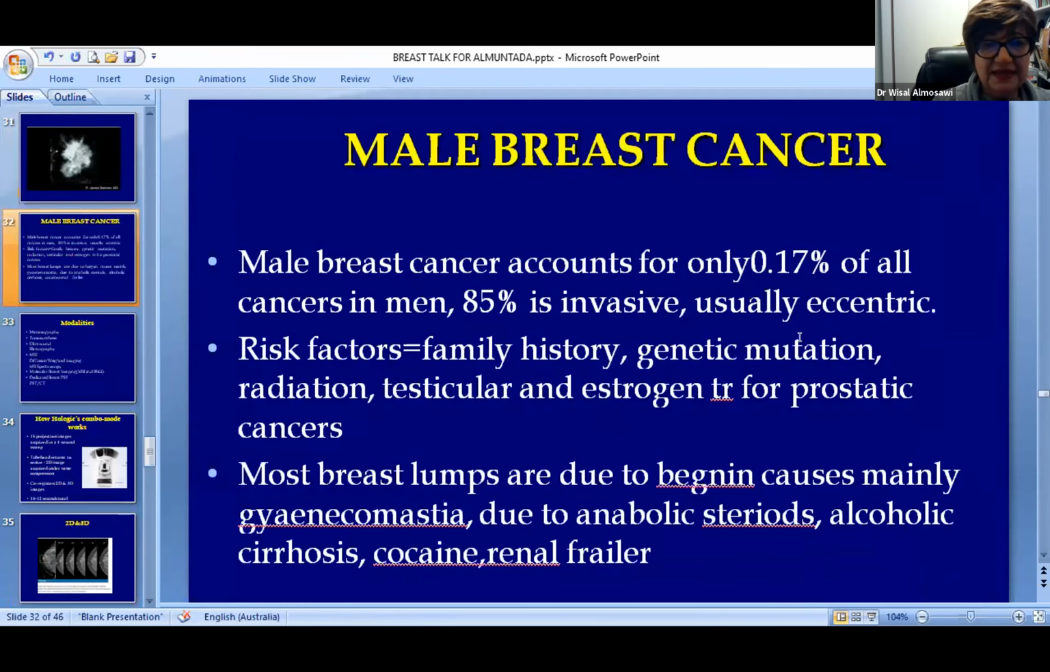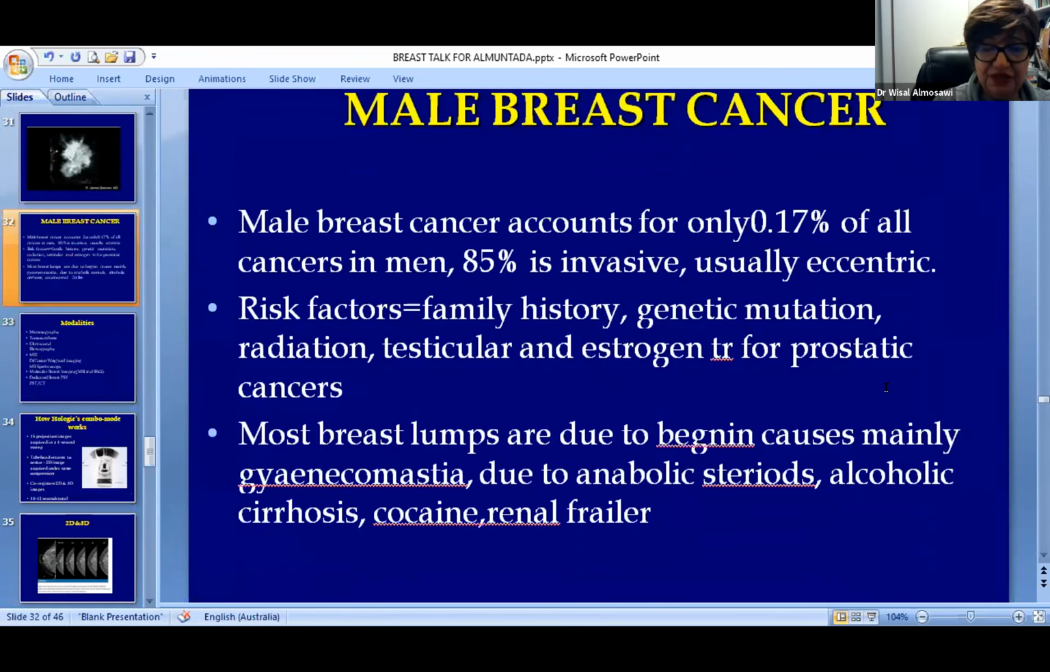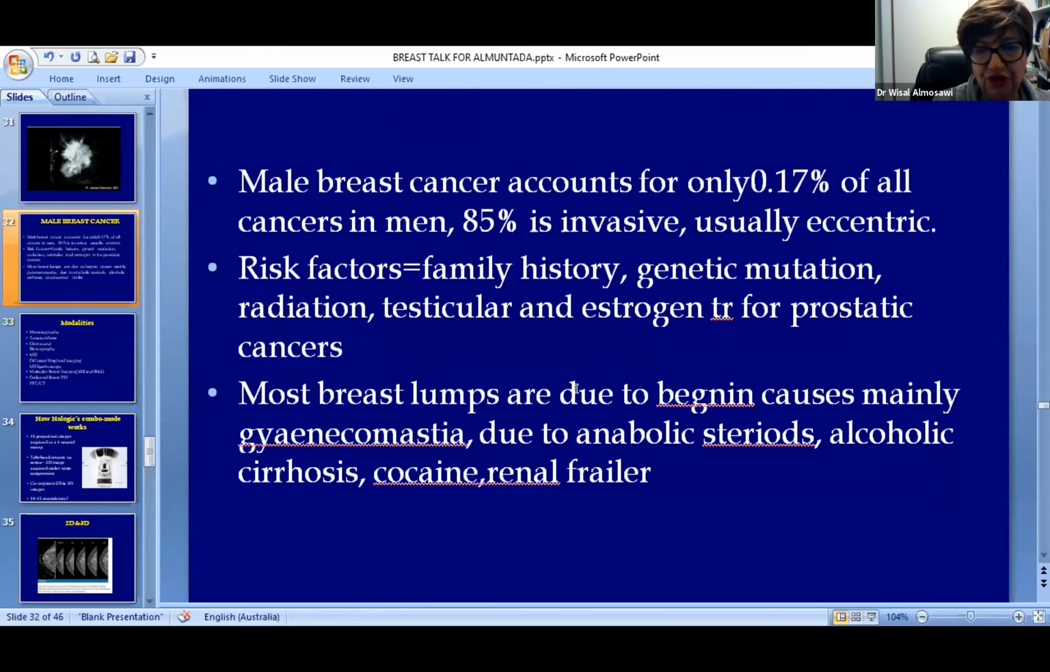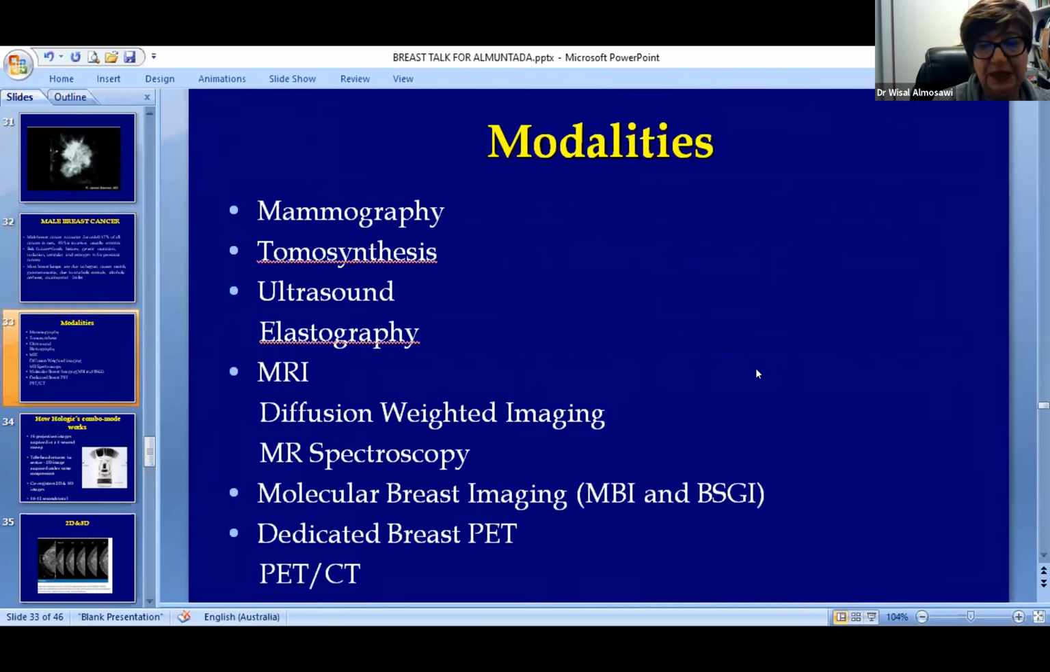Male breast cancer, it's not common. Palpable lumps in the breast, usually in males, are secondary to gynecomastia, which is secondary to anabolic steroids, alcohol, cirrhosis, cocaine, renal failure. So it's usually gynecomastia. But you can still have breast cancers in males. It accounts for only 0.17% of all cancers in men, so it's not common, but every now and then we'll see it as well.